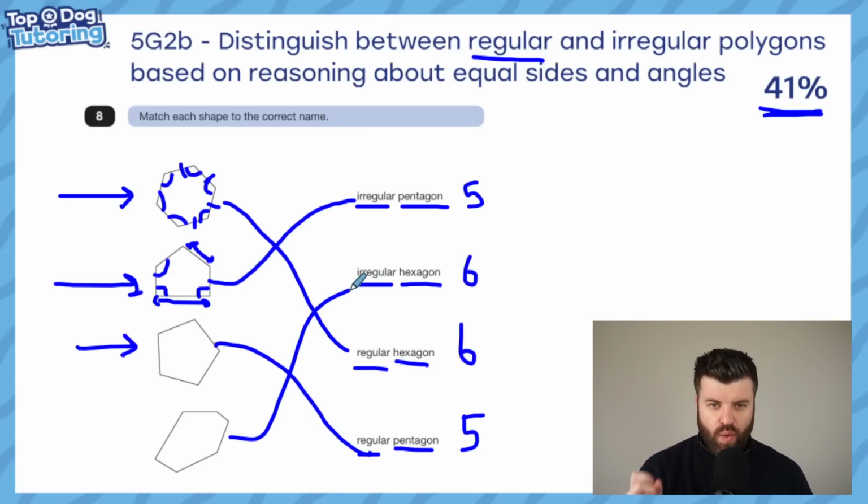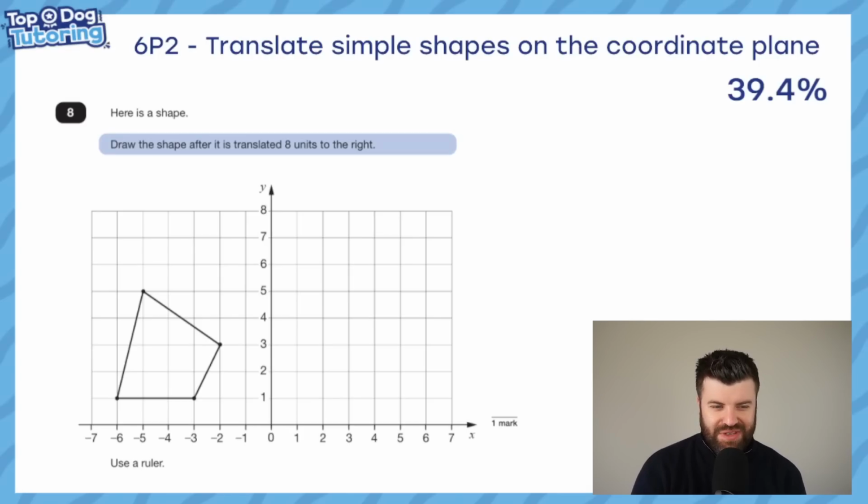So knowing what the definition of regular and irregular is going to be a big difference maker and something we can focus on for most children in order to make a bigger move. Let's look at the next one. This was 6P2. So you can see they're all very, very random seeming, but they all mean something.